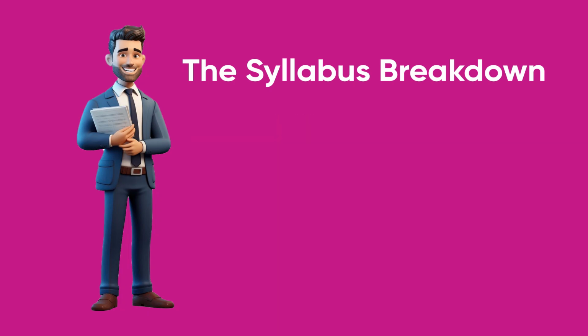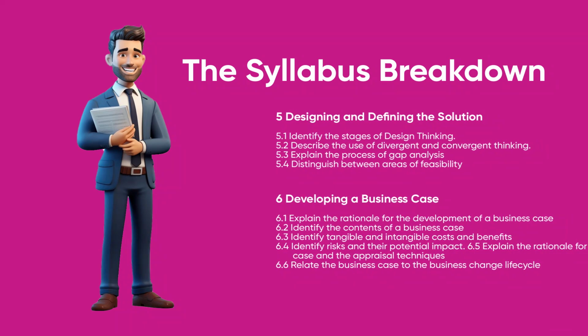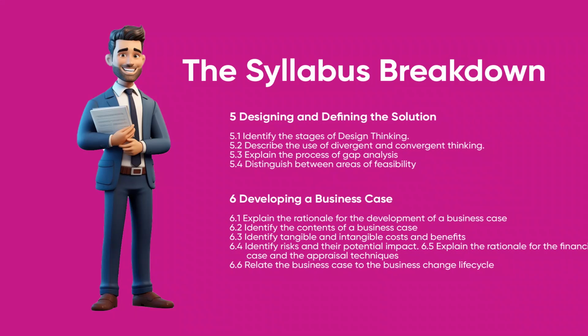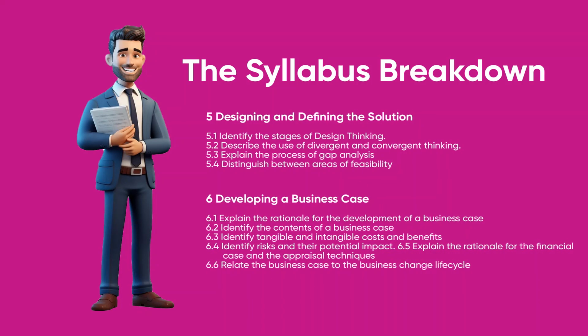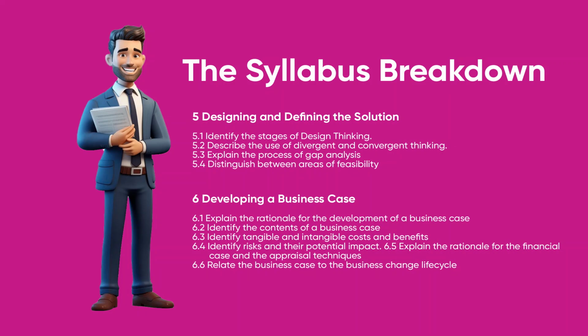5. Designing and defining the solution. Now, on to finding solutions. We'll start with the stages of design thinking. This method encourages a more creative approach to problem solving. For example, if you're working for a tech company, you might start by empathizing with your users. What do they really need from your product? You'll learn about the use of divergent and convergent thinking. Divergent thinking helps you generate lots of ideas, like brainstorming, and convergent thinking helps you narrow them down to the best options. You'll also explore the gap analysis process, identifying where a business is now versus where it wants to be, and feasibility areas to assess if a solution is actually doable.